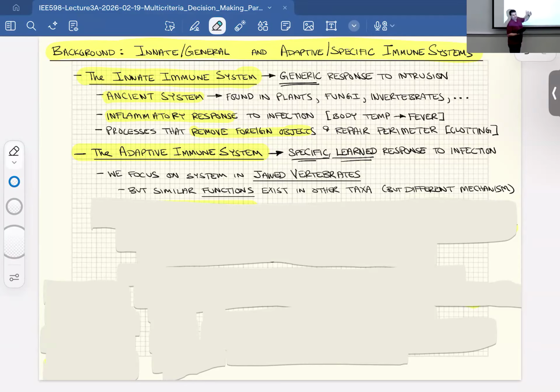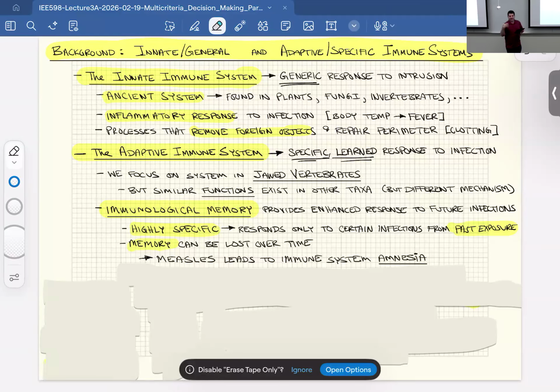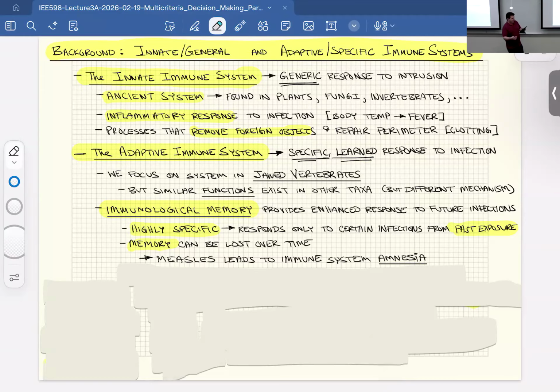Like I said, similar functions exist, but most of the mimicry you see is of the immune system that is in you and me. It's in all the other jawed vertebrates that are out there. This immune system provides immunological memory. This is what I mean: you get sick once, and then you remember for a certain amount of time, so that if you get reinfected, you hopefully won't get sick. That's what vaccines are built on. It's highly specific.